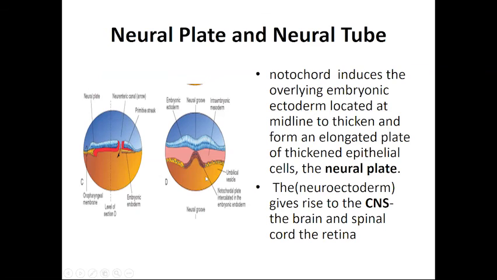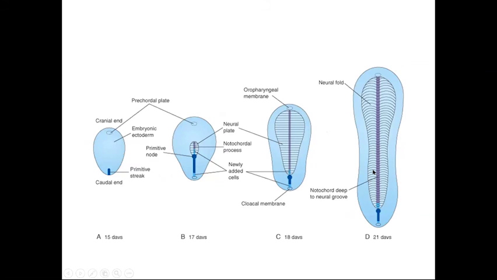If you see this depression, the flat plate becomes depressed in the center. These are the folds, which are called the neural folds. The notochord ultimately induces the overlying ectoderm to produce the development of the brain. You see this, it's flat. Then it develops a fold, a depression. This becomes a neural fold.